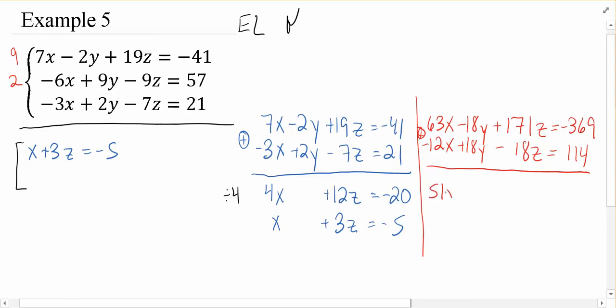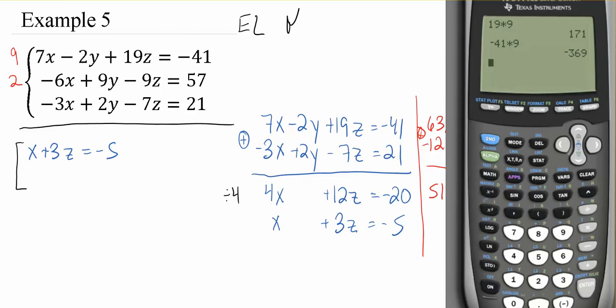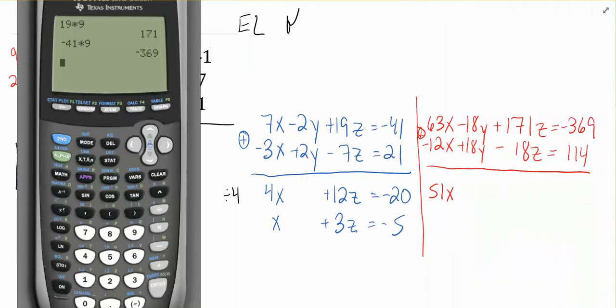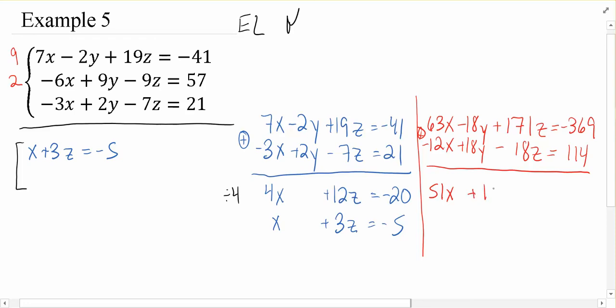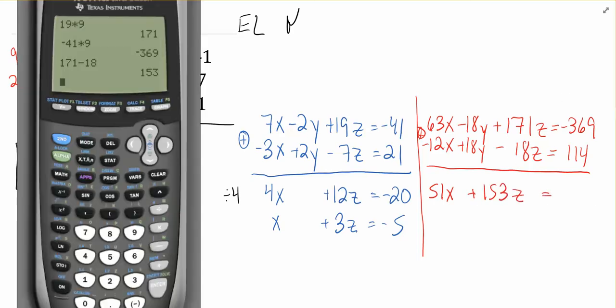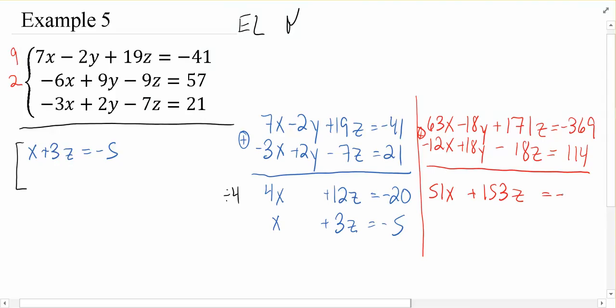We're going to get 51x. The y's add up to 0. Now let's go ahead and use our calculator just to make sure over here on our 171 minus 18. We got 153 for our z's. And again, even though this isn't a horrible addition here, let's go ahead and use the calculator. We got -369 plus 114. That's going to get us -255. All right, very ugly numbers, I know.